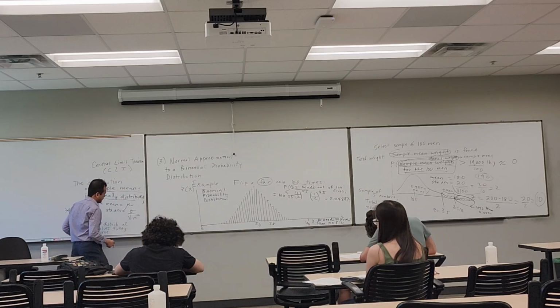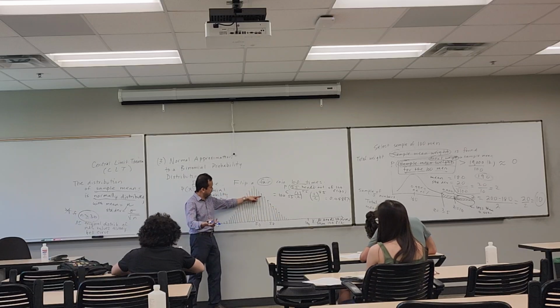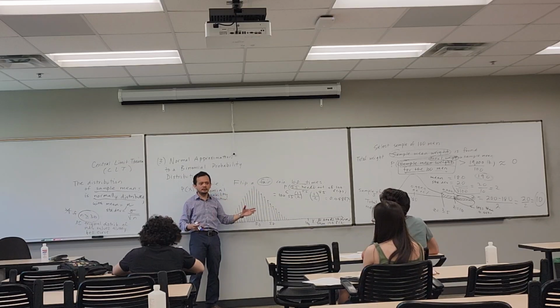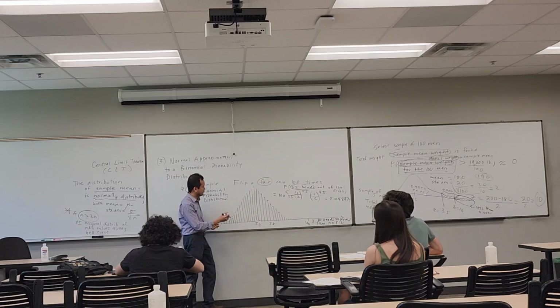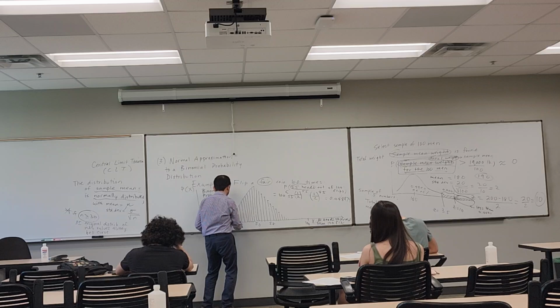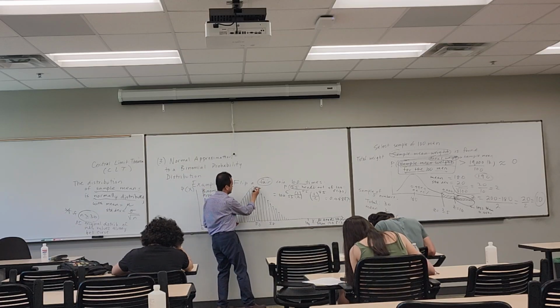But as there was one observation, this can actually be approximated. The shape looks like it's the shape of a what? Bell curve. Yeah, a bell curve. So you can actually approximate this with a bell curve, even though technically it's not a bell curve.